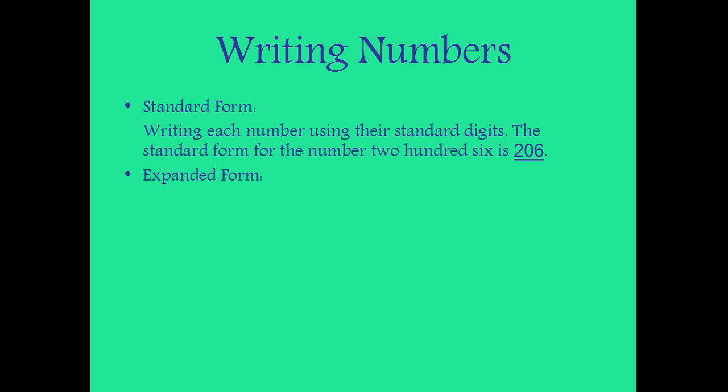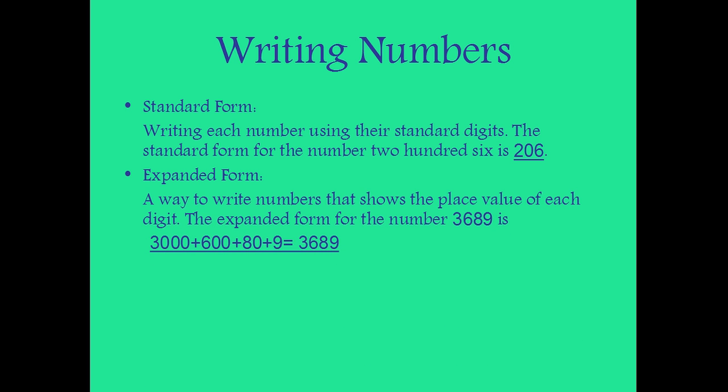Expanded form. Expanded is when you make something bigger. So expanded form shows the place value of each digit. So the expanded form for the number 3,689 would be to take 3,000 plus 600 plus 80 plus 9, and showing it that would equal 3,689.